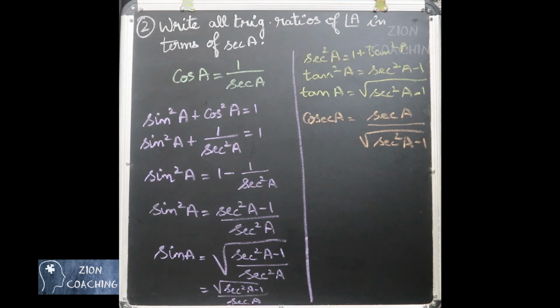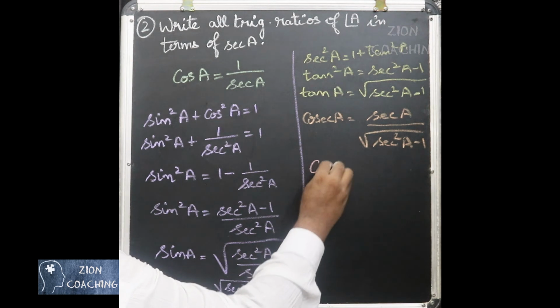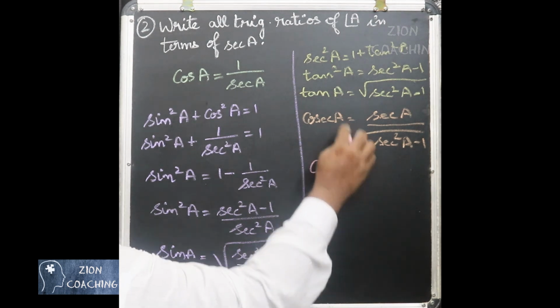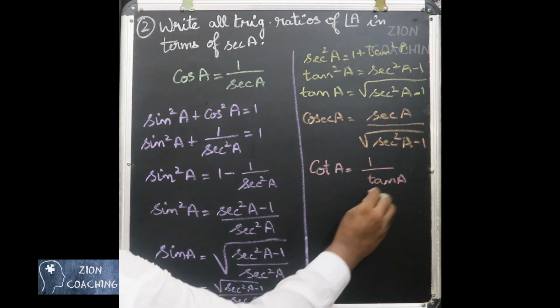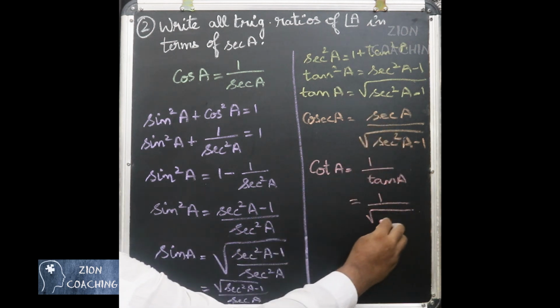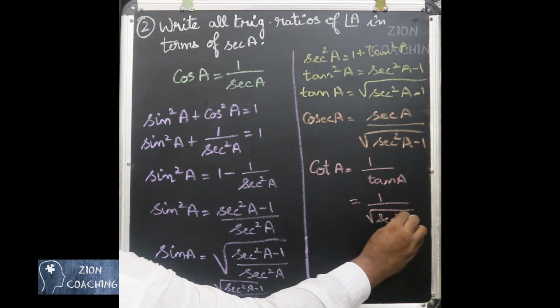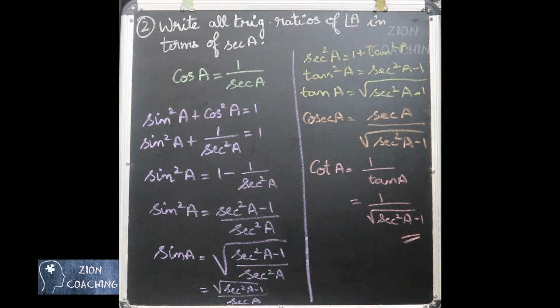Now finally we are going to write cot A in terms of secant A. You know that cot A is the inverse of tan A. So it is going to be 1 by tan A. That is, substituting the value of tan A in terms of secant here, we are going to have 1 by root of secant squared A minus 1. Now we have expressed all the trigonometric ratios of angle A in terms of secant A.